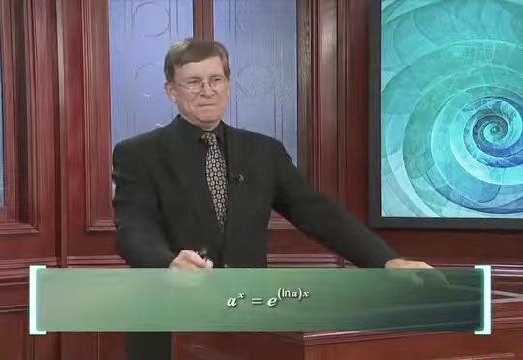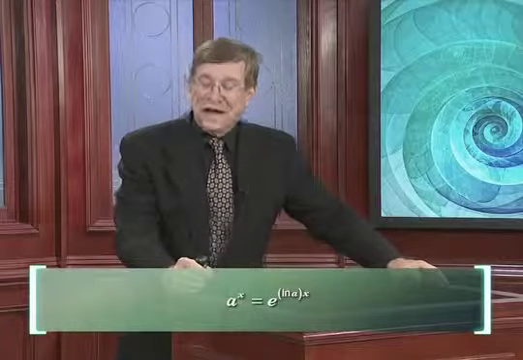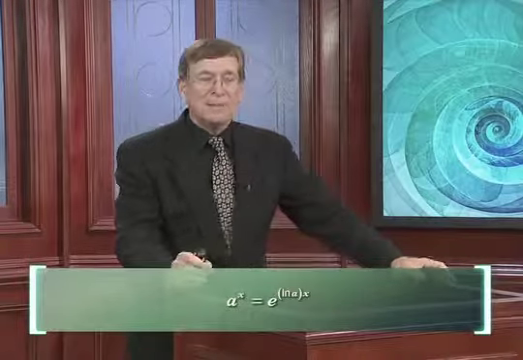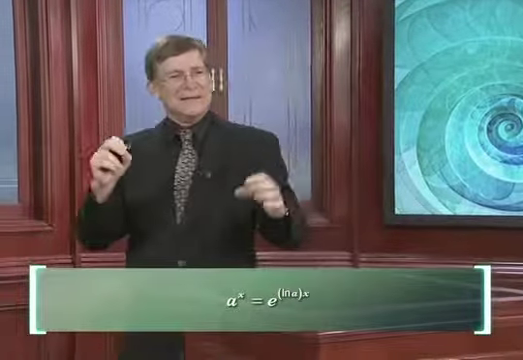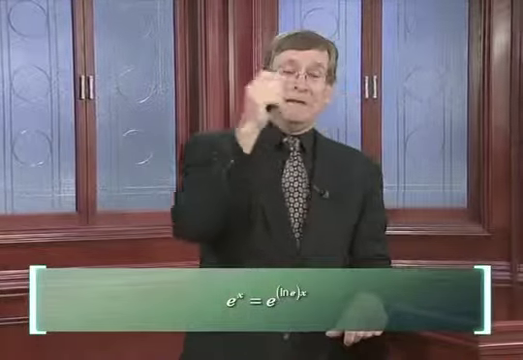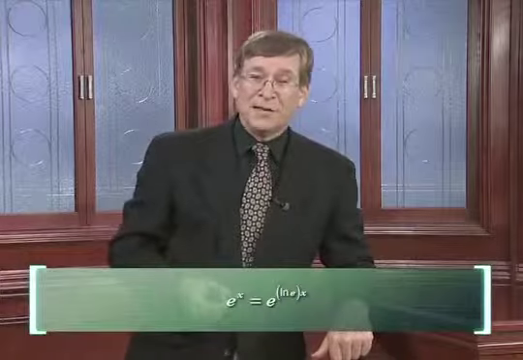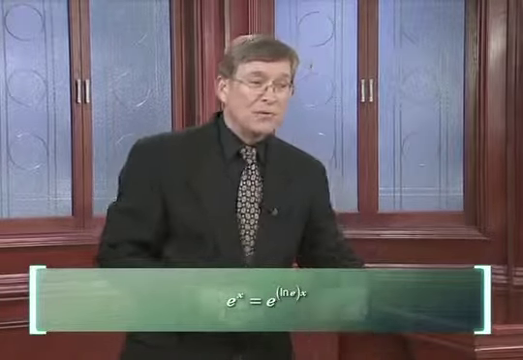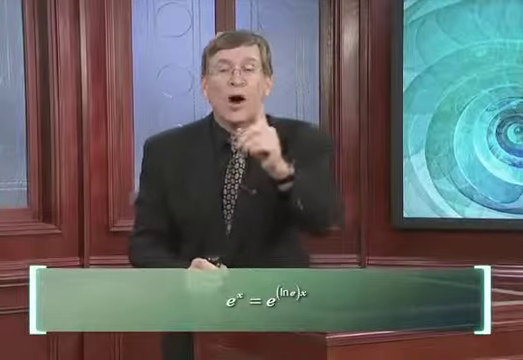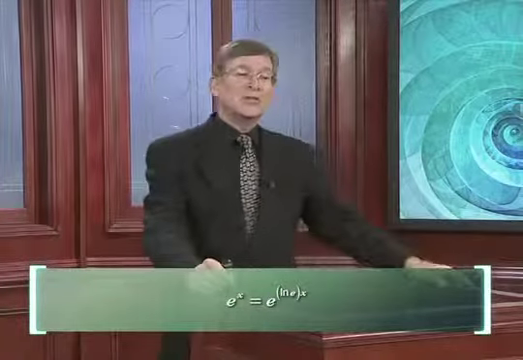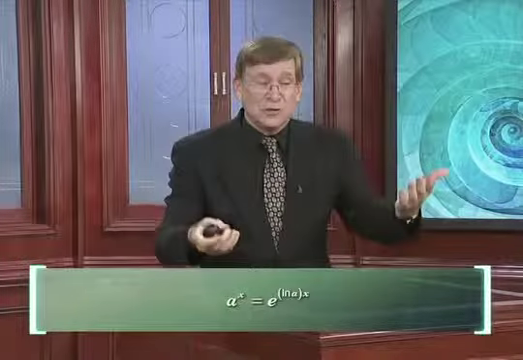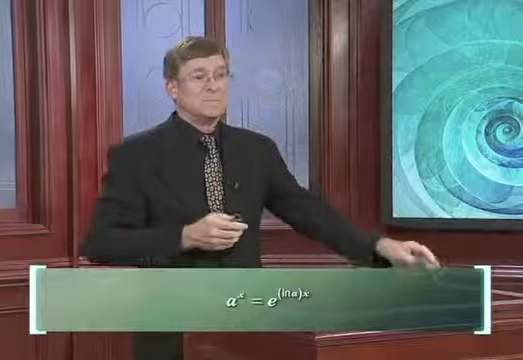Notice that this definition simplifies a lot if a happens to be e. Remember, e is kind of our magic number. If you replace a with e in that equation, look what you get. The left-hand side would be e to the x, and the right-hand side would be e to the log e. Log of e is 1, and so it's e to the x. So this is a generalization of e to the x.